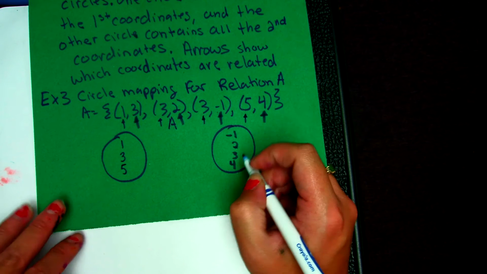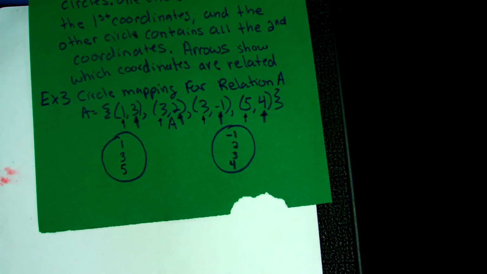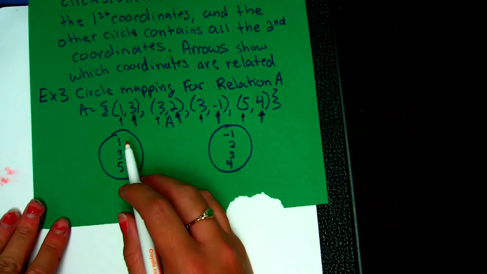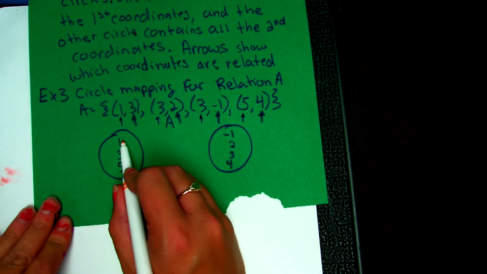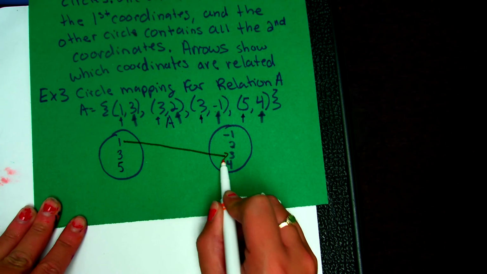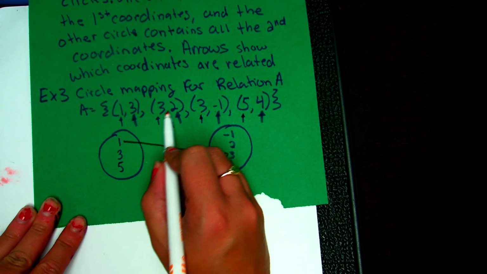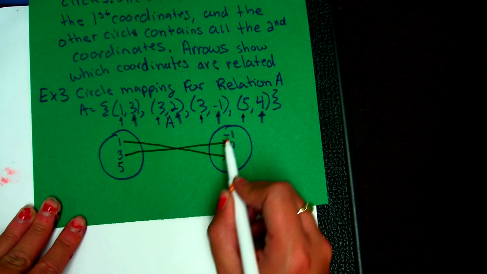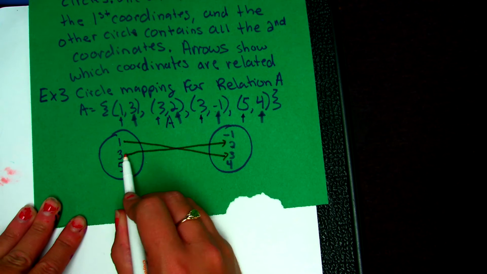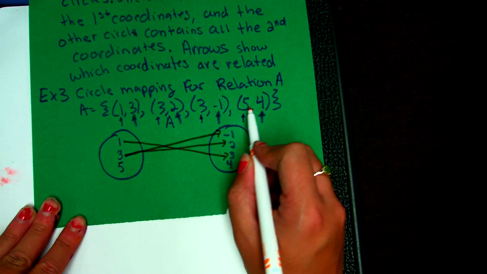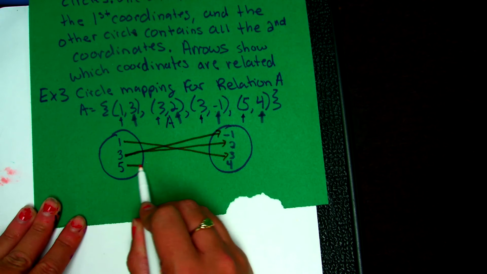Now we need to draw arrows to show how these coordinates are related. Well, 1 is related to 3, so we draw an arrow from 1 to 3. And then 3 is related to 2, so we draw an arrow from 3 to 2. Then 3 is related to -1, so we draw another arrow from 3 to -1. And then 5 is related to 4, so we'll draw an arrow from 5 to 4.